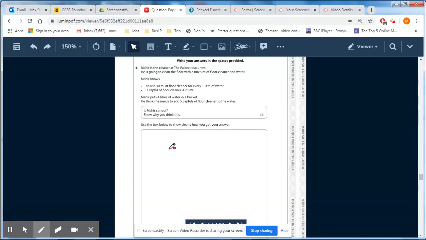Next question we're going to solve using ratio. So Mahir's a cleaner and he's going to mix floor cleaner and water. He knows that he should use 30 ml of floor cleaner for every 1 litre of water. 1 capful of floor cleaner is 20 ml. He's going to put 4 litres of water in a bucket and he thinks that he needs to add 5 capfuls to that water.